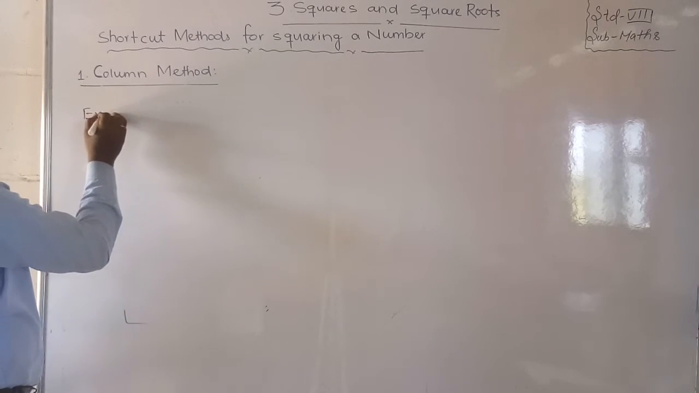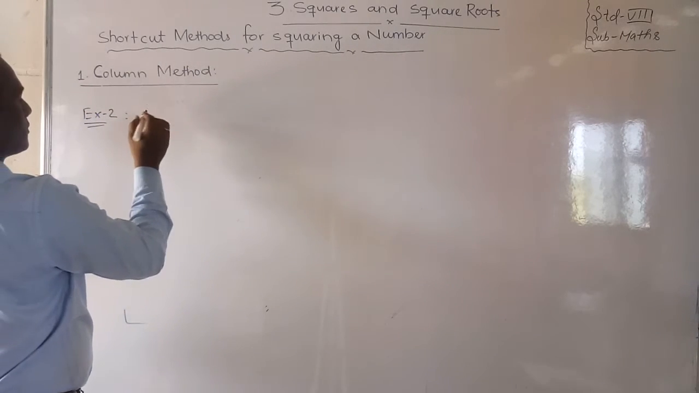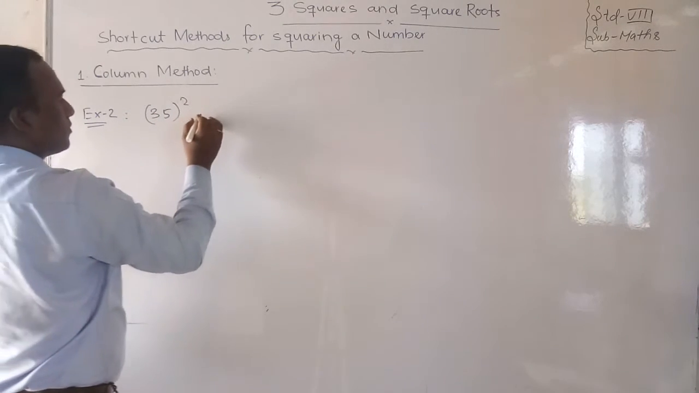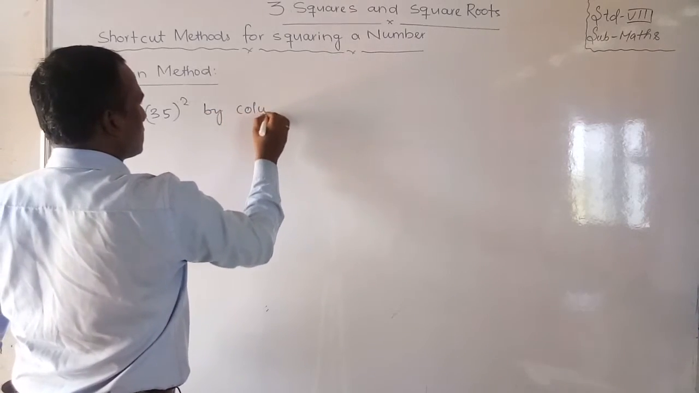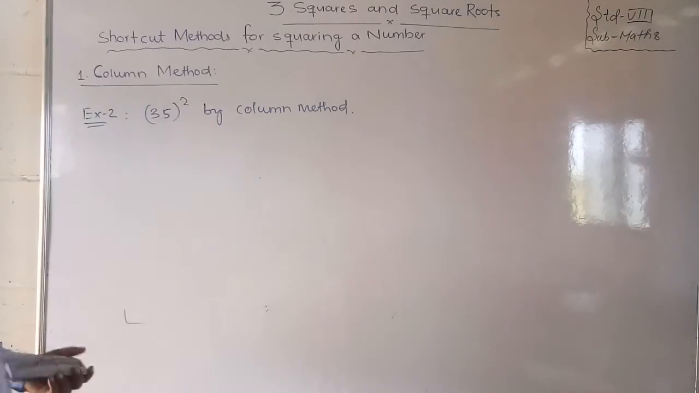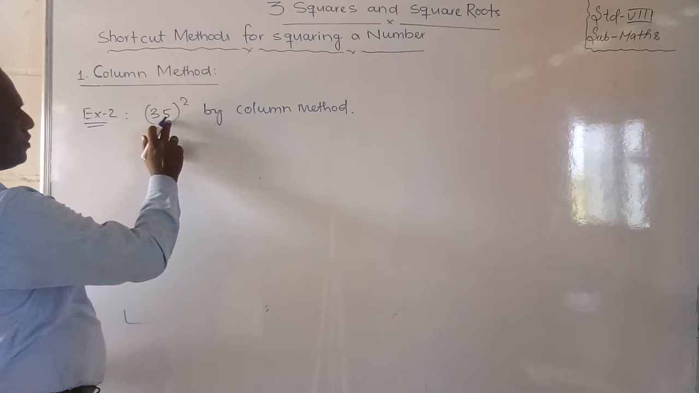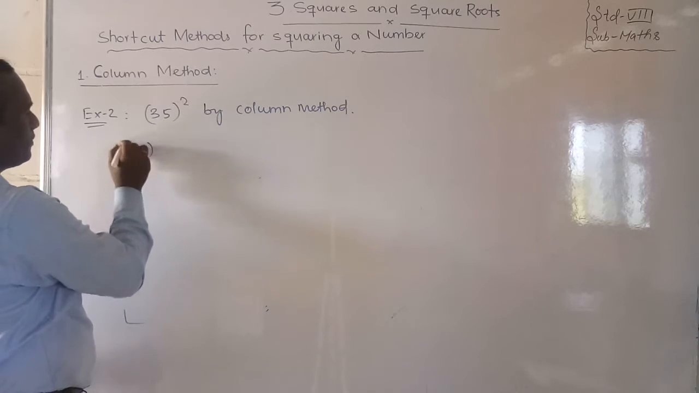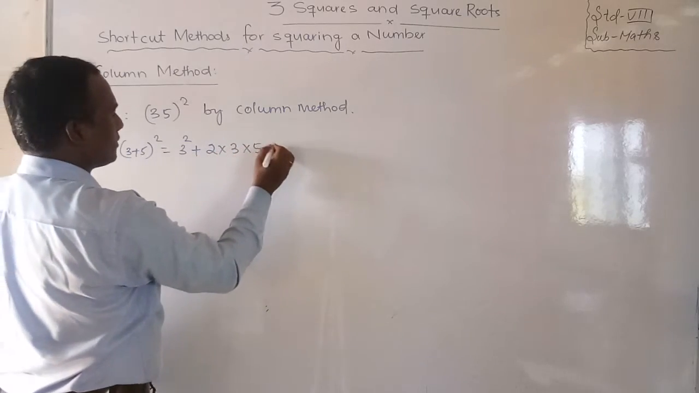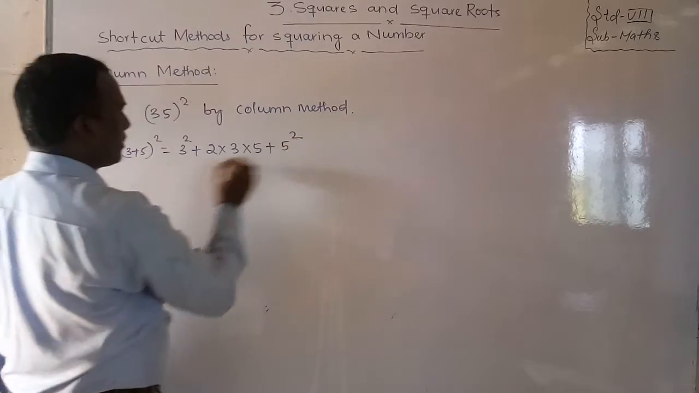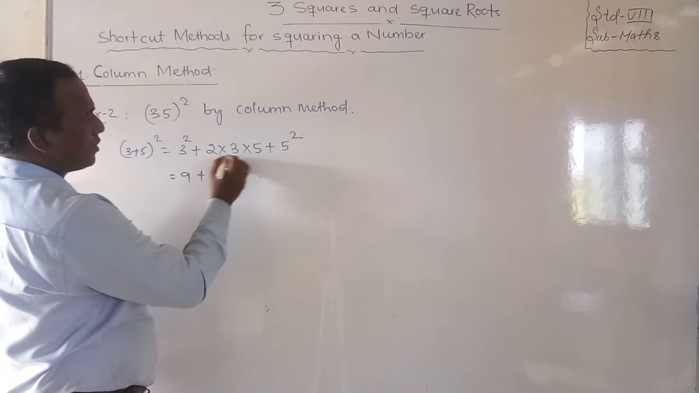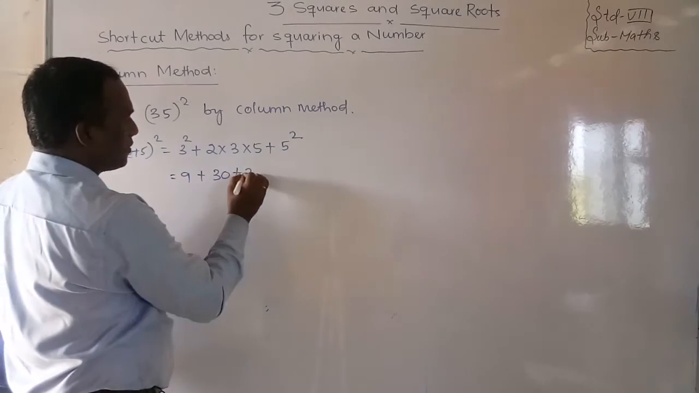Example 2 we can take, friends. 35 whole square by column method. So what do you have to do, friends? First of all, now we have to use this square formula. 3 plus 5 whole square is equal to 3 square plus 2 into 3 into 5 plus 5 square. A square plus 2ab plus b square formula is equal to 9 plus 30 plus 25.